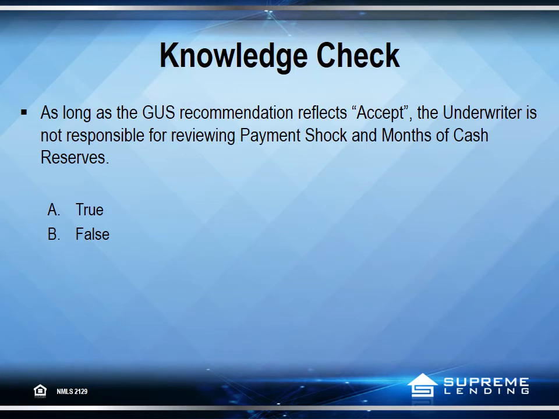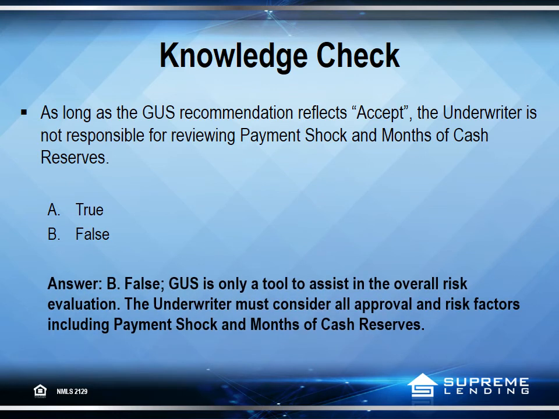Let's take a moment for a knowledge check. As long as the GUS recommendation reflects accept, the underwriter is not responsible for reviewing payment shock and months of cash reserves. True or false? The correct answer is false. GUS is only a tool to assist in the overall risk evaluation. The underwriter must consider all approval and risk factors, including payment shock and the months of cash reserves.